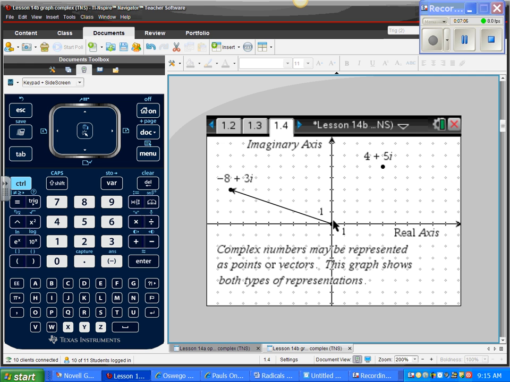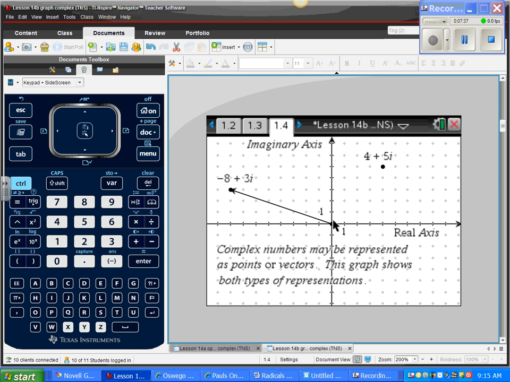So, our imaginary axis, our real axis. Again, it can be drawn as either a single point, 4 plus 5i, and how I got that is I went over 4 on the real axis and up 5 on the imaginary. Or we can draw it as a vector. This is the way we will be doing it. This is a vector. Imaginary axis is i. So you go over 8 on the real, and then up 3i on the imaginary. i is always y.